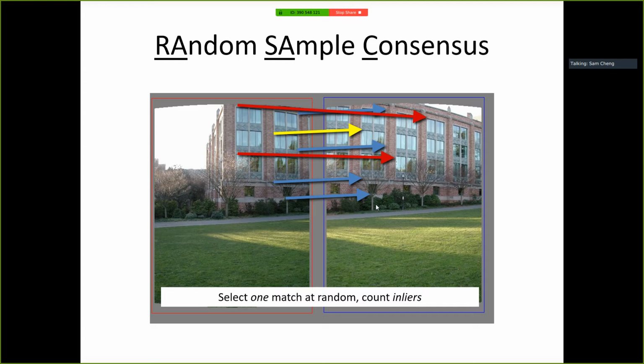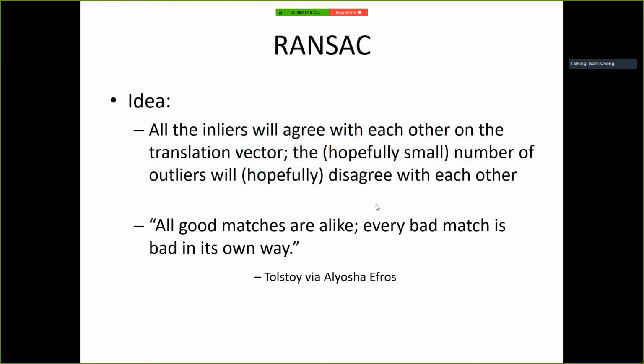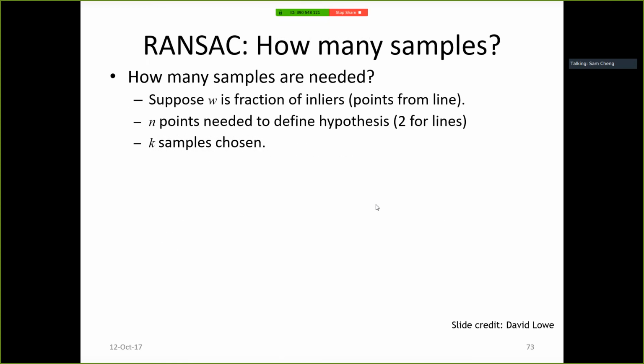If I can estimate this number roughly, say I have the fraction of inliers W, and N is the number of points needed to build a model each time. If I'm doing translation, I need 1 match, or to form a homography, I need 5 matches. So N will be 5 in that case, and K will be the number of samples, how many times I'm going to repeat this process.